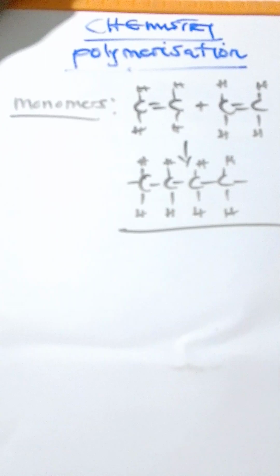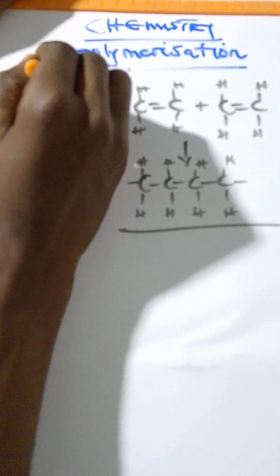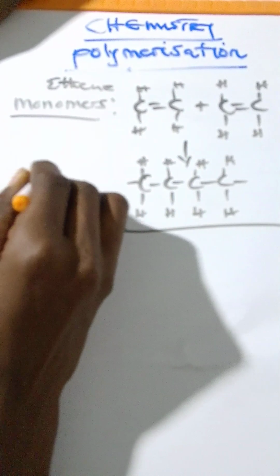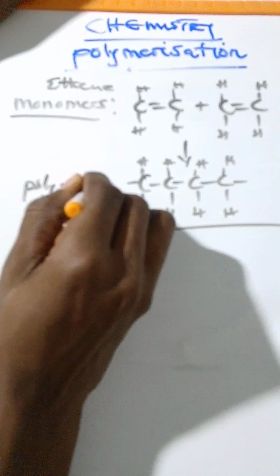Now the double bond breaks in order to accommodate other atoms to be attached to it so that the polymer can be produced. So we say this is ethene as a monomer, and when this is produced, it will be called now a polyethene. It will be called a polyethene, where poly means many number of monomers.